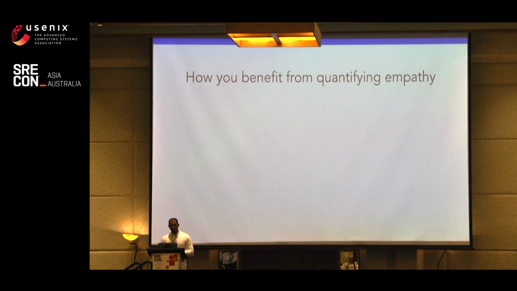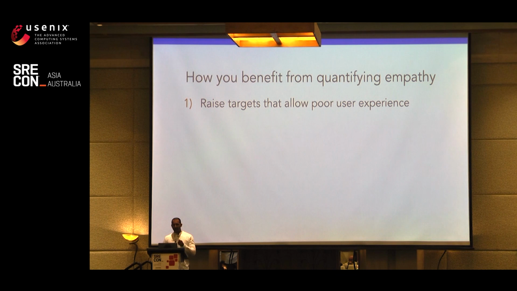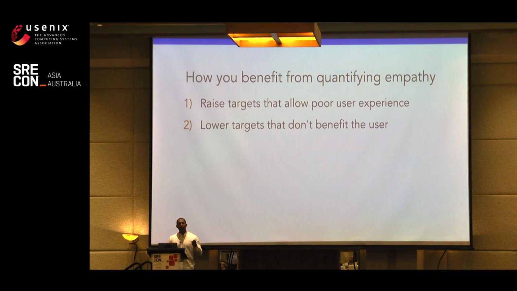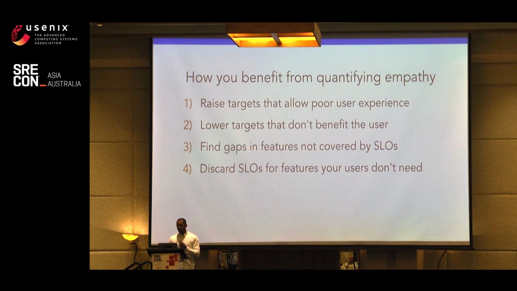How you benefit from quantifying empathy is that you raise targets that currently allow for a poor user experience. But you can lower targets that don't benefit the user, so you don't get crushed under useless alerts. You can find gaps in features that are not covered by SLOs that are causing your users pain. And then you can discard SLOs for features your users don't need, that they're okay doing without. And then finally, you can get everyone in your organization lined up behind the same goals. No longer are you reliant on subjective intuition that's hard to communicate. You've got a suite of SLOs that communicate this empathy.